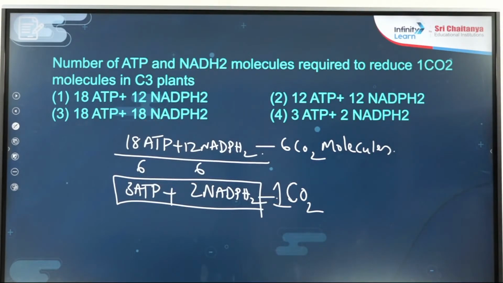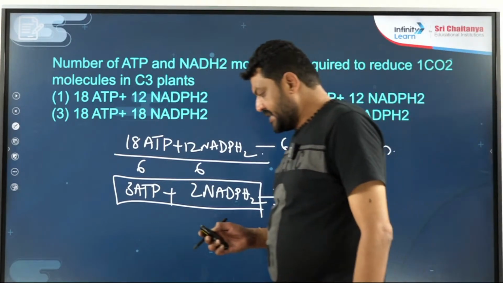One CO2 molecule reduction requires, can you understand how many ATP? 3 ATP plus 2 NADPH2. Was it clear, students? Shall we go for the next slide?